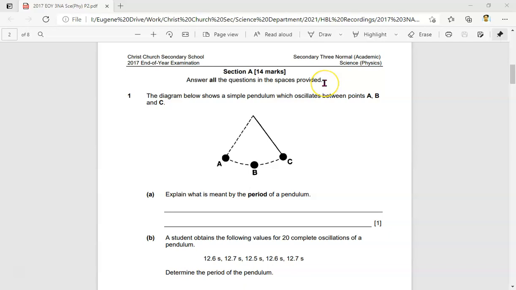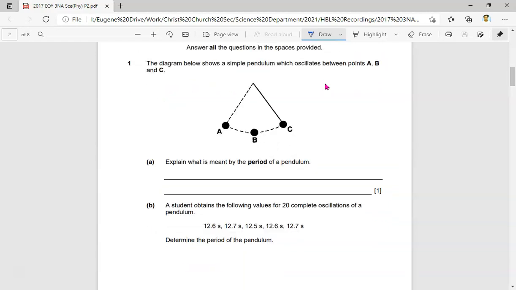Okay, I'm going to go through the 3NA 2017 EOY paper now. So let's look at the question. Section A, question 1. The diagram below shows a simple pendulum which oscillates between A, B, and C. Explain what is meant by the period of a pendulum.